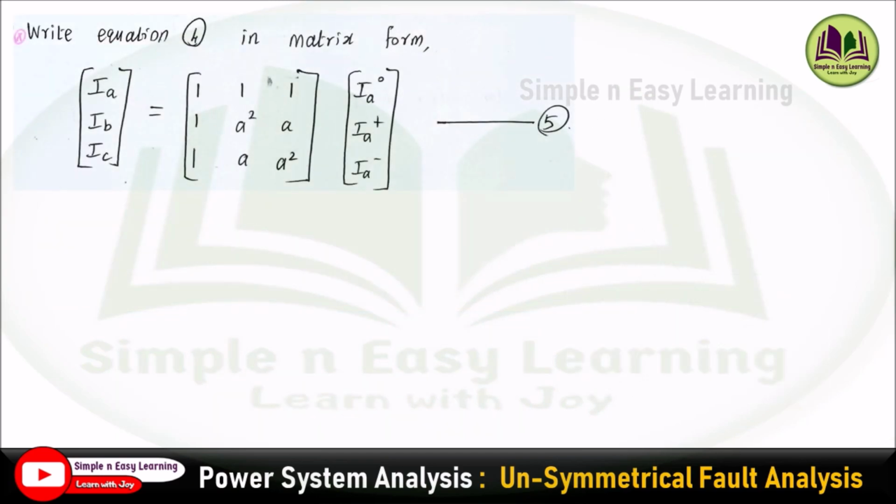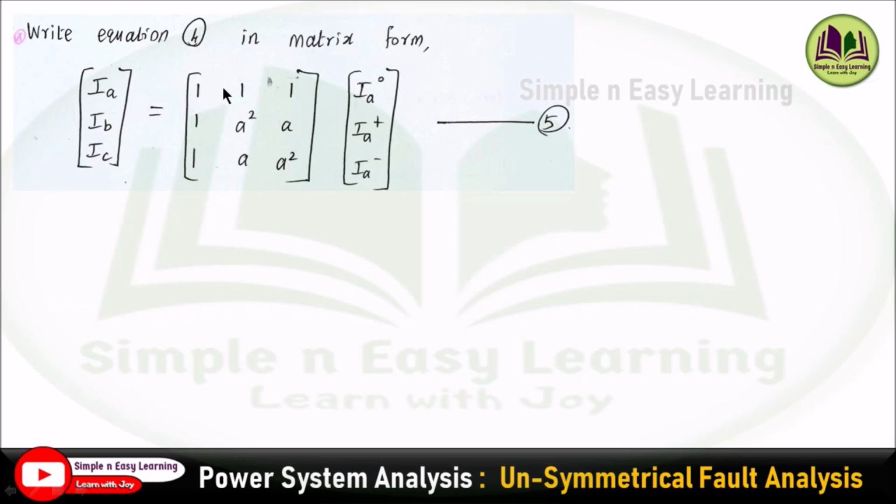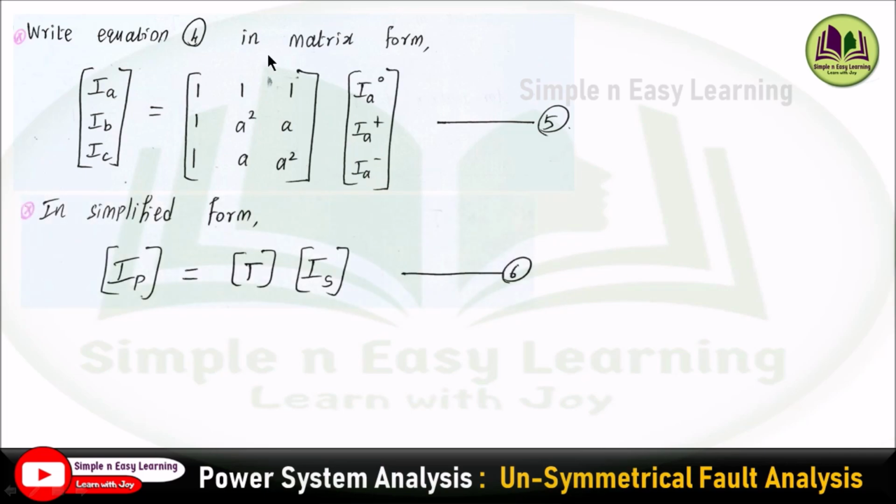Next, write equation 4 in matrix form. Equation 4 gives the phase current using the symmetrical components of current and the A operator. Now we are going to convert this equation into matrix form. So equation 4 can be written in matrix form like this: IA, IB, IC equal to [1, 1, 1; 1, A square, A; 1, A, A square] into IA naught, IA plus and IA minus. In simplified form, we can represent the phase currents IA, IB, IC as IP, this is the transformation matrix T, and this is the symmetrical component or sequence current IA naught, IA plus and IA minus, which can be represented as IS.